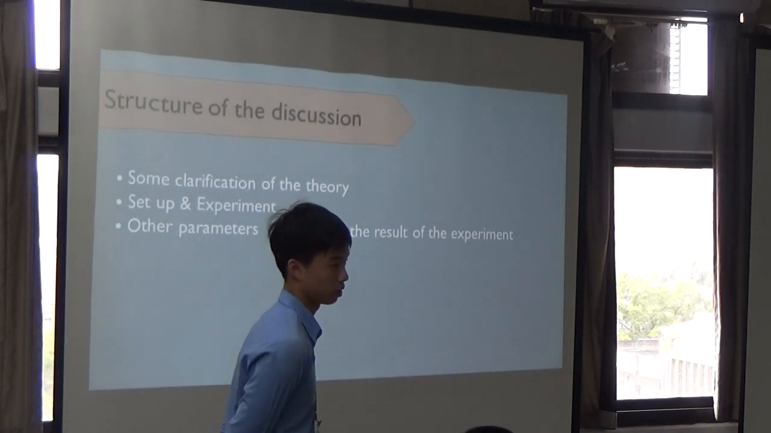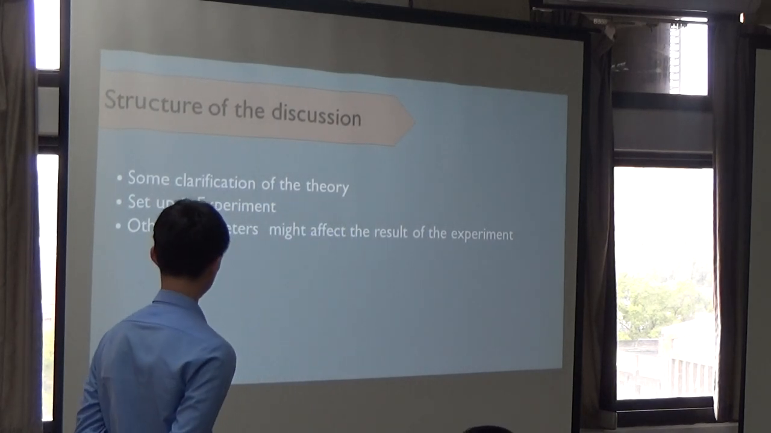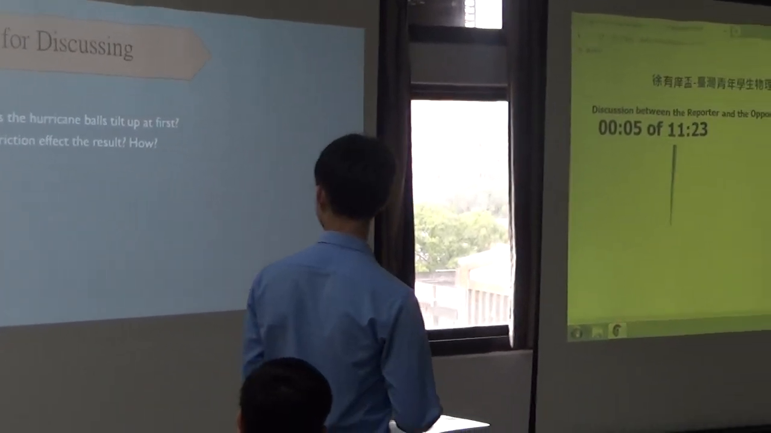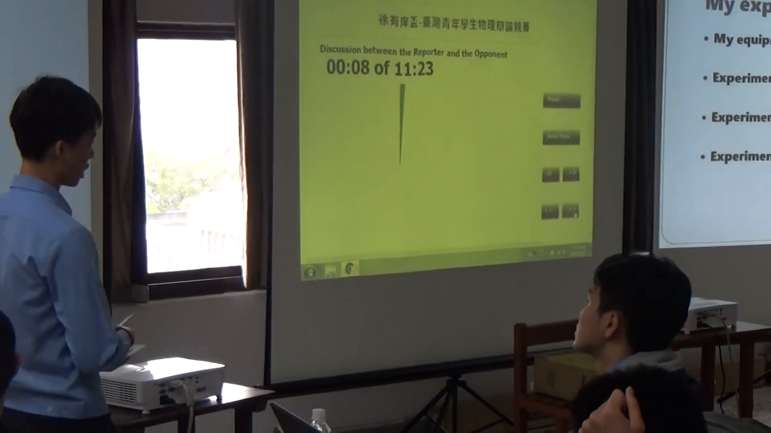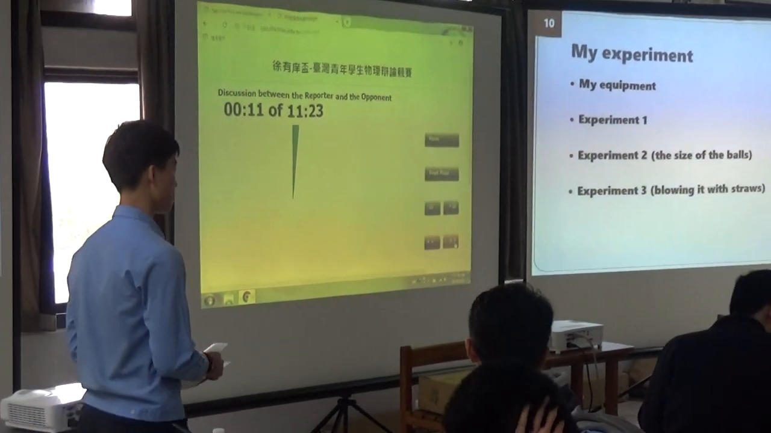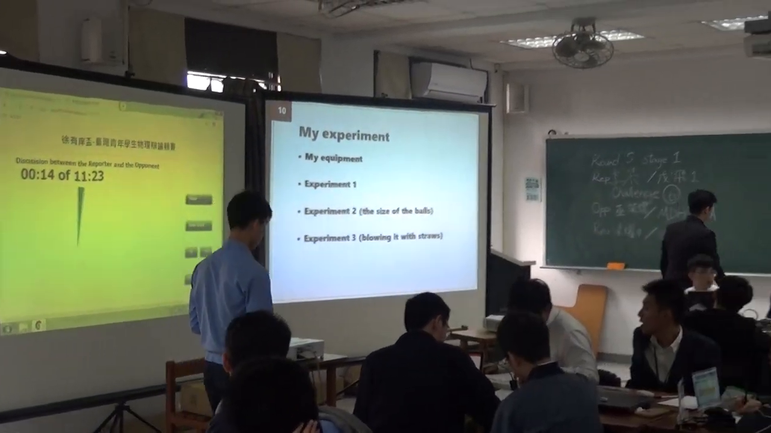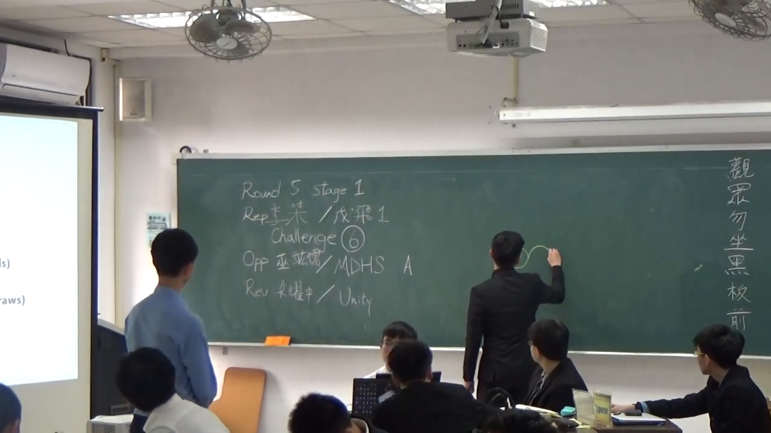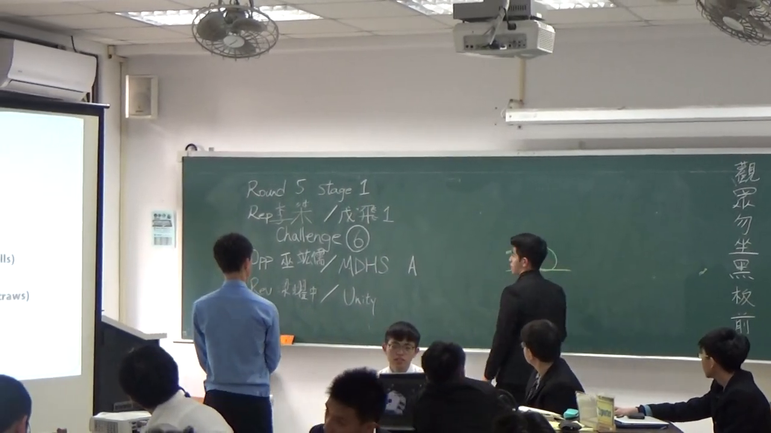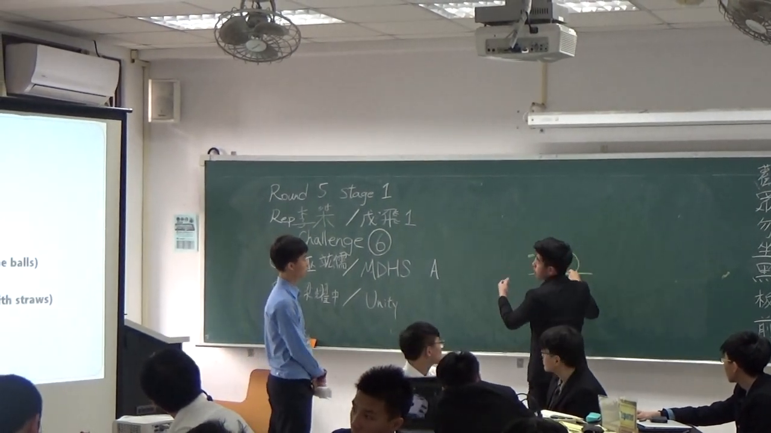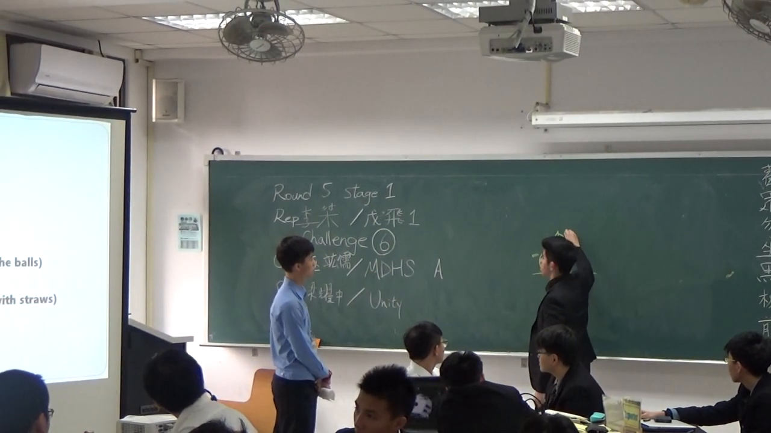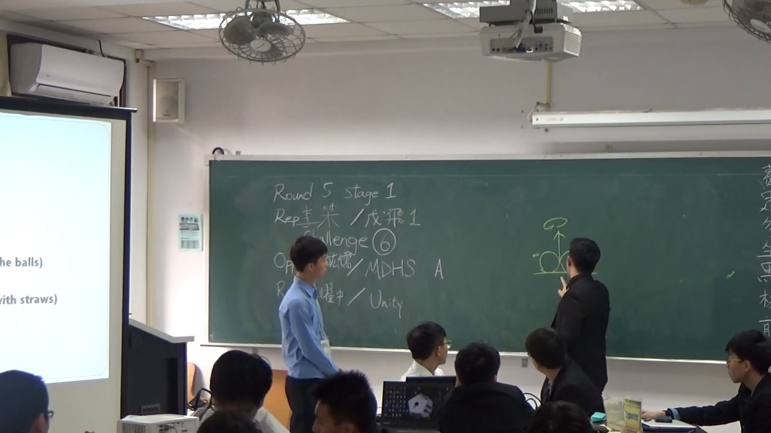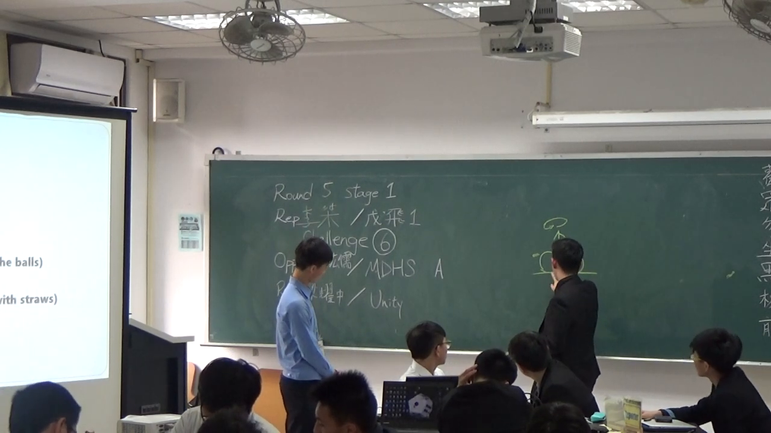Okay. I want to go to the discussion part. First, why in your theory does the hurricane ball stand up at first? I think there are two possibilities. I first stand it like this, right? So the angle is like this. So when it first starts, the two points.